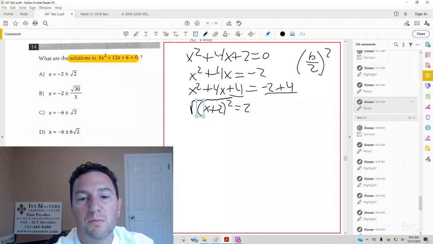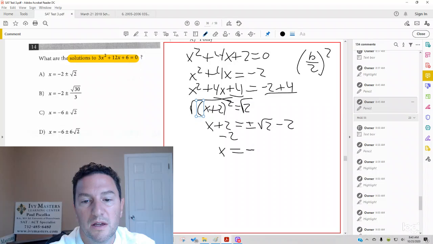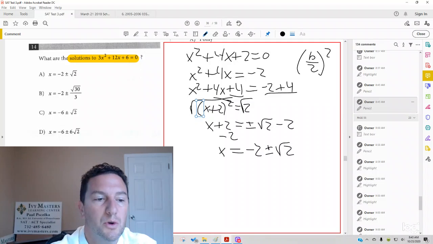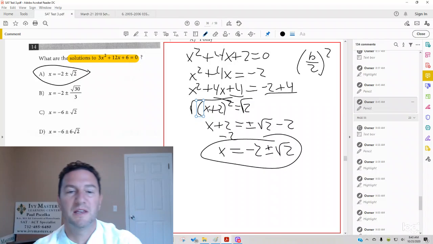If you were to take the square root of both sides right here, then square root of x squared, that's just going to cancel it. And you get x plus 2 equals square root of 2. So it's going to be plus or minus the square root of 2. And now, in order to solve for x, I subtract 2 from both sides. And what you get ultimately is x equals negative 2, I'm just switching the order over here, plus or minus the square root of 2, which is the form that we get our answer in. Again, it's answer choice A.